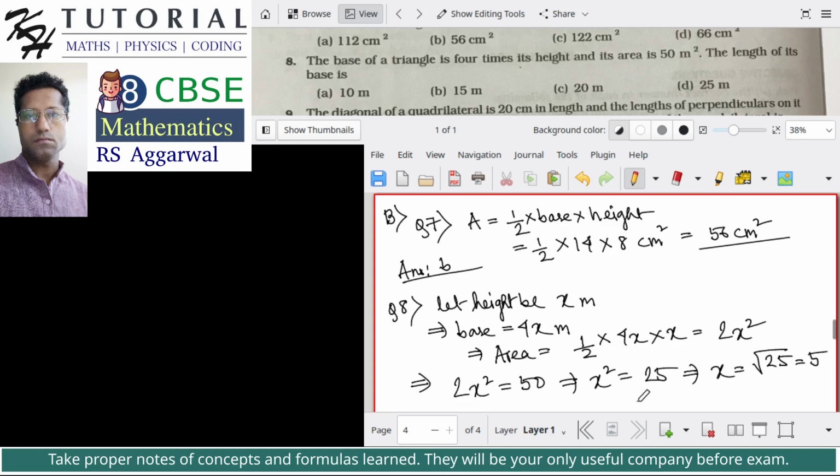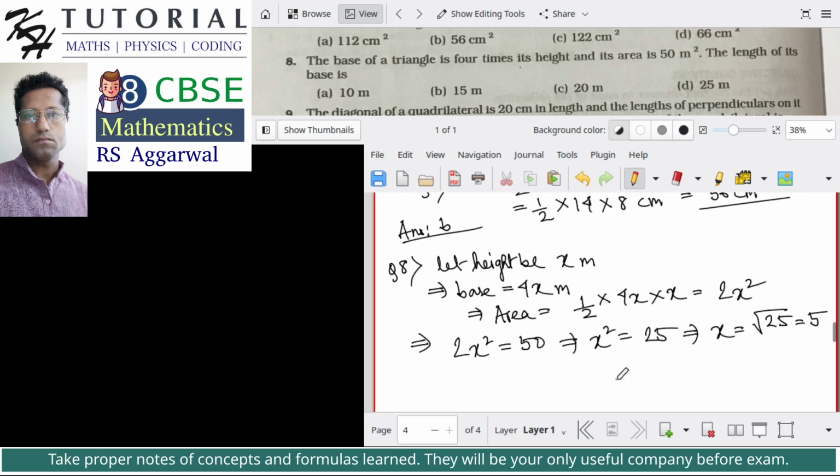So the height is 5. The question has asked what is the base. So this implies base is equal to 4 into x, which is 5, this much meter. This is equal to 20 meter. So the correct choice is C. Question number 8, the correct choice is C. Okay.